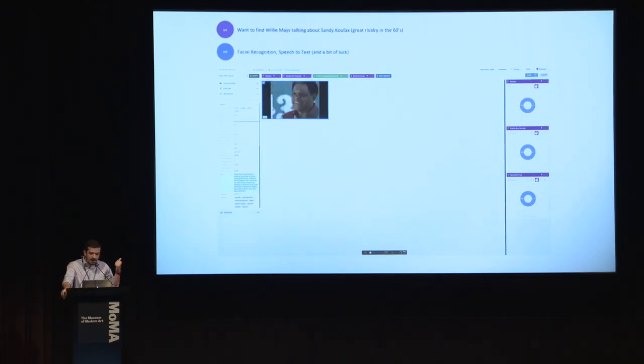And finally, this one I think is awesome. This one we search, right? Some archivist, for example, can have the idea of searching for Willie Mays talking about Sandy Koufax, the biggest rival in the 60s. By doing facial similarity and searching by keywords, I can find this clip from Willie Mays. In this clip, he's talking about what he thinks about Sandy Koufax, and his answer was strikeout. Which is pretty awesome.